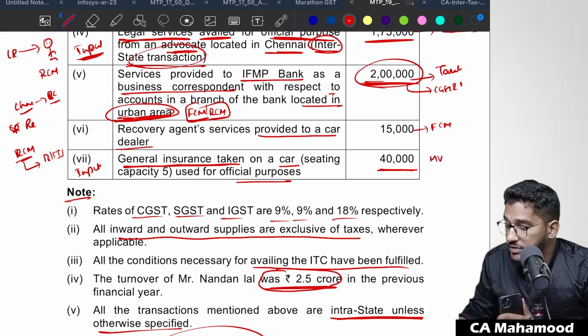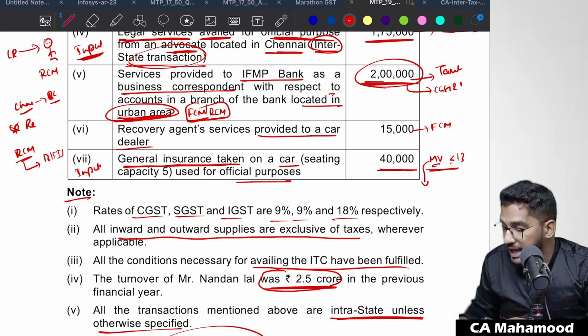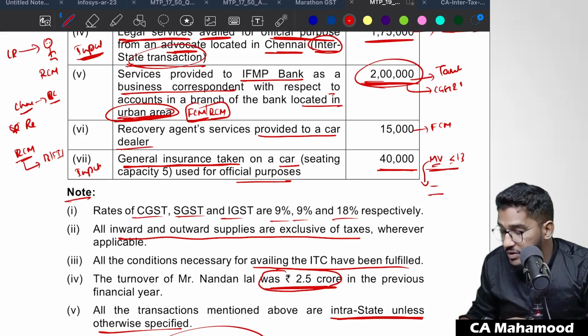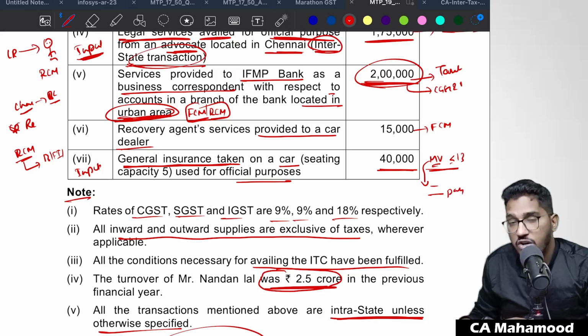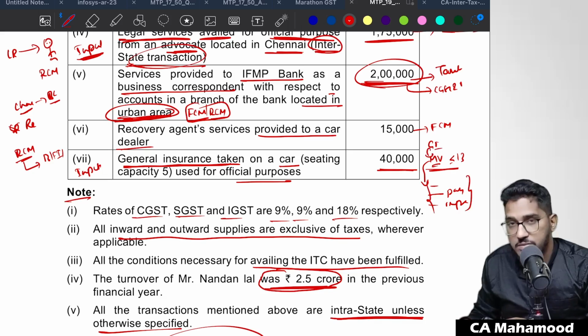They say if you are buying a motor vehicle which is having a seating capacity of less than or equal to 13, you can't avail the input tax credit on this unless you are into business of supply of such motor vehicles, or you are using that motor vehicle for the purpose of transportation of passengers, or you are using that motor vehicle for the purpose of imparting the driving skills. Similarly, whatever general insurance you have paid on that motor vehicle, that will also be disallowed unless you are into these 3 kinds of businesses.